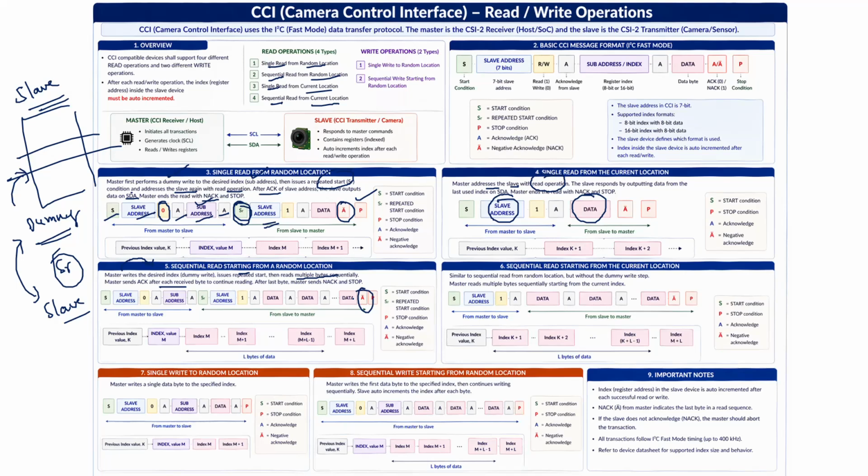multiple data is asked for. In the previous one, only single data was sent. Here data 1, data 2, data 3, and so on, so n number of data are sent, because these indexes will be incrementing automatically. The slave will increment automatically, and the data will be read from different locations. Once the master sets the negative acknowledgement bit, it means I am stopping the transaction. Same way, sequential reading starting from the current location.